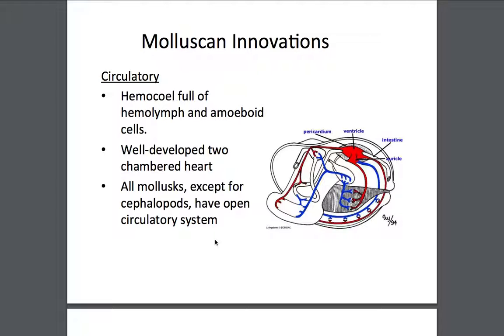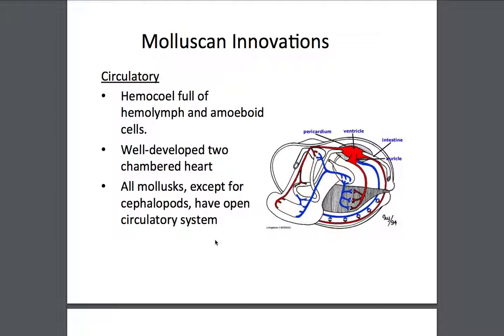They have an open circulatory system, which means that the organs are within an empty space in the visceral mass that's not a coelom. It's what we call a hemocoel. It's an open space that the fluid bathes each of those individual organs. So it has a complicated two-chambered heart that pumps fluid into that open space and picks it up from the other side of that open space.